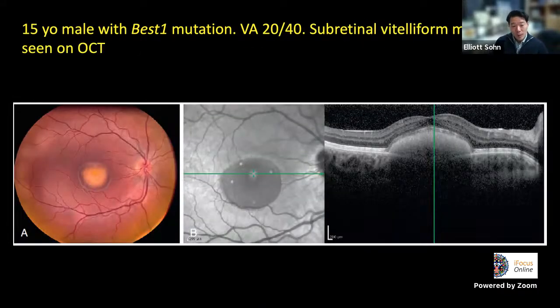So another patient with Best disease, but this time we got an OCT. So this is a 15-year-old with 20/40 vision. You can see they have a vitelliform lesion. And in the OCT, you can see this dome-shaped hyperreflective material in the subretinal space.